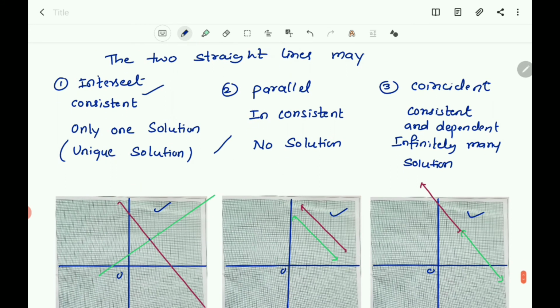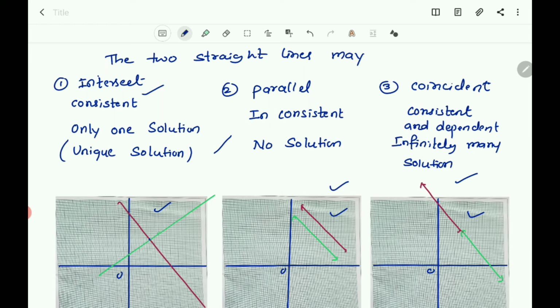And they may be parallel. If they are parallel, there is no solution for the pair of linear equations in two variables, meaning they are inconsistent straight lines. The linear equations are inconsistent. And they may coincide like this, and all the points of both linear equations may lie on the same straight line, meaning both straight lines coincide.